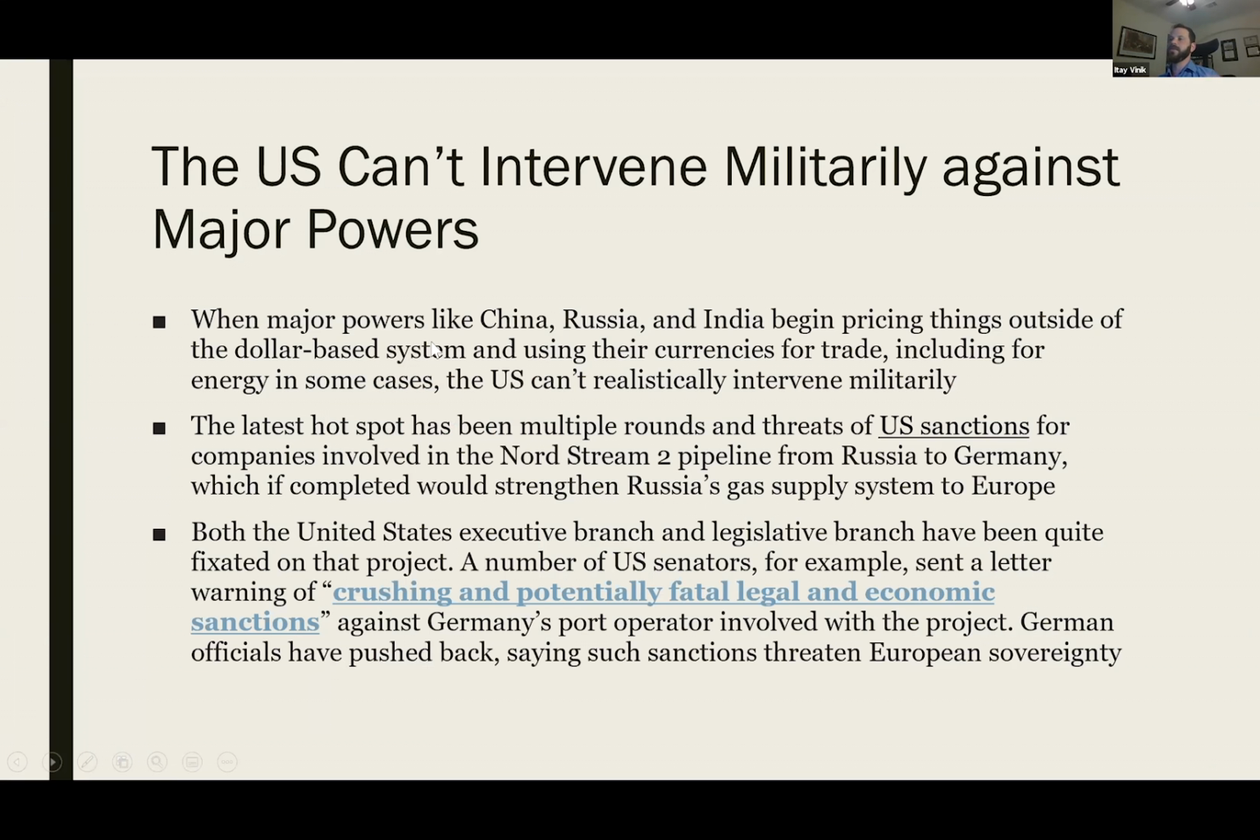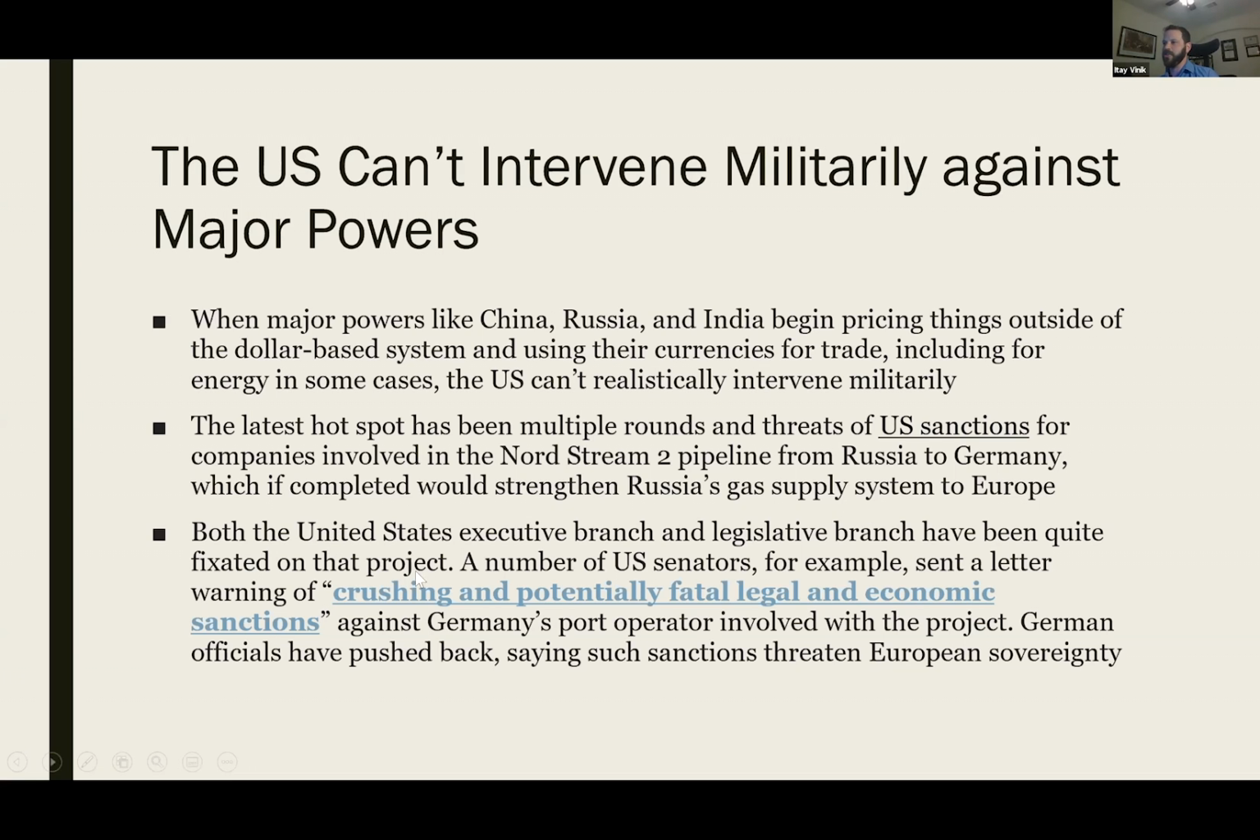So the problem is the US actually can't intervene with the military against major powers. Like, you can't do against China and Russia or India what you would do against Iraq. And what the US has been trying to do is sanctions. So for example, the Nord Stream 2 pipeline from Russia to Germany allows Russia to export natural gas to Germany directly and do so in euros, which is what they have been doing. The United States did not like that at all.